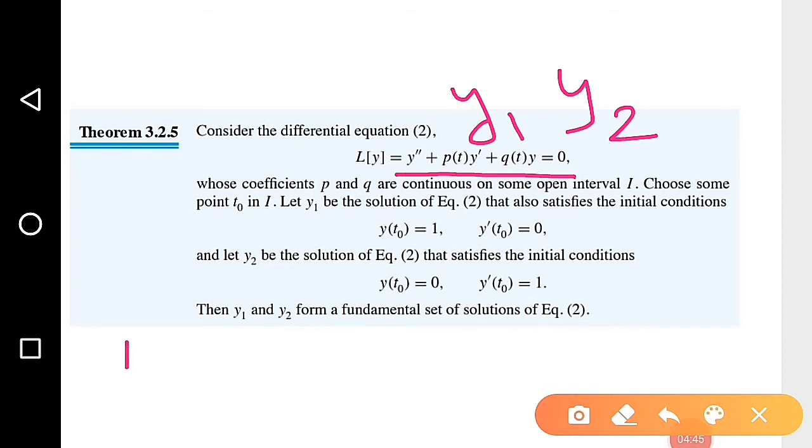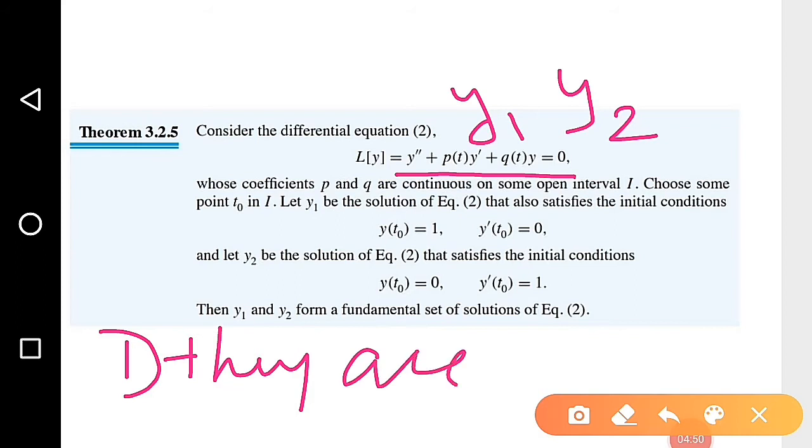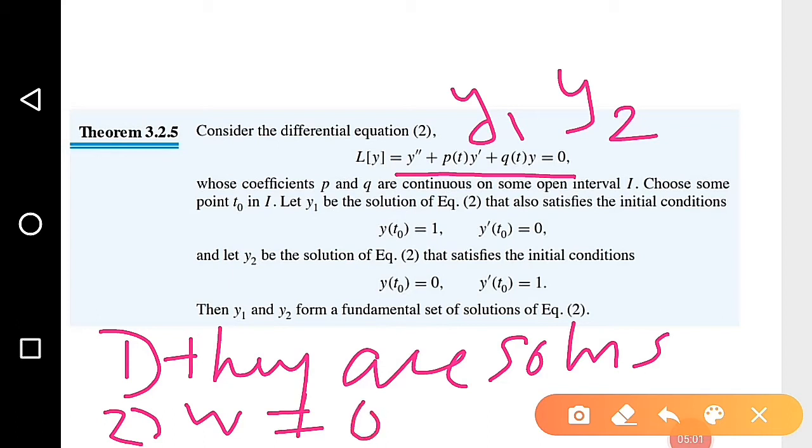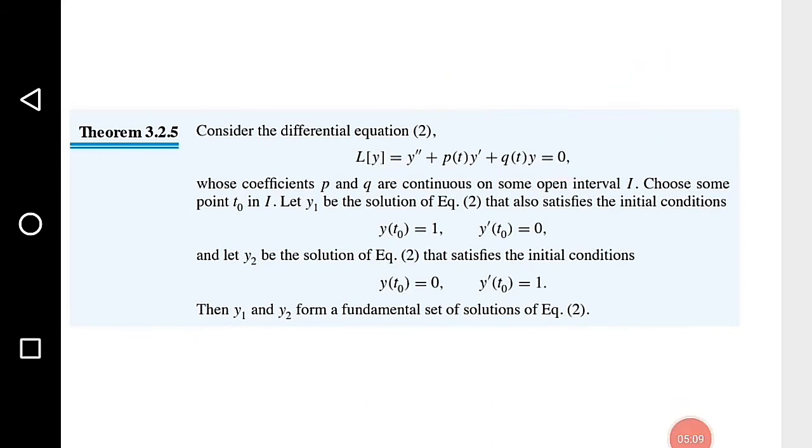first step, we have to show that they are solutions, that is, y1 and y2 are solutions. Second, the Wronskian is not equal to 0. That is, the Wronskian is not identically 0, which means y1 and y2 form a fundamental set of solutions.